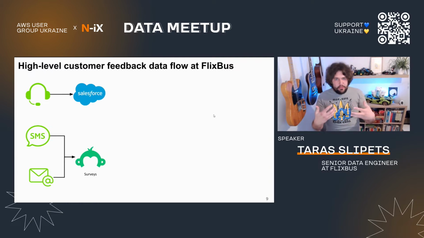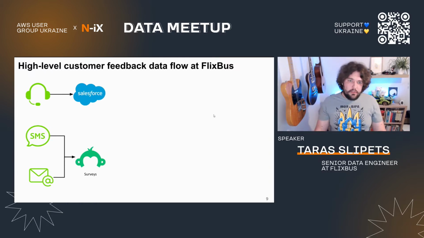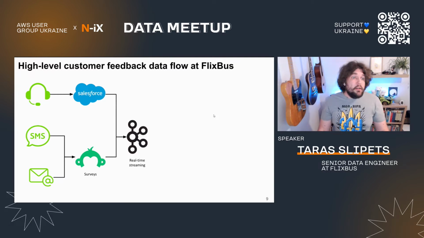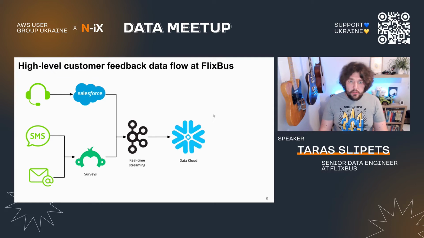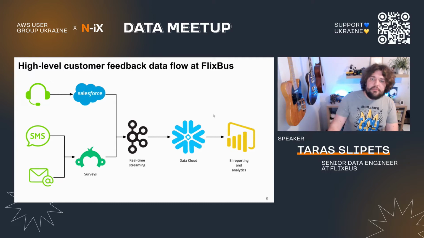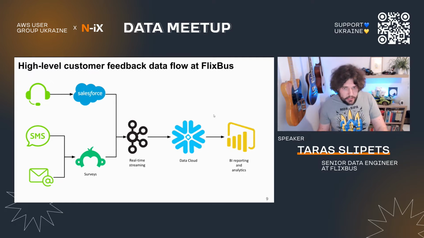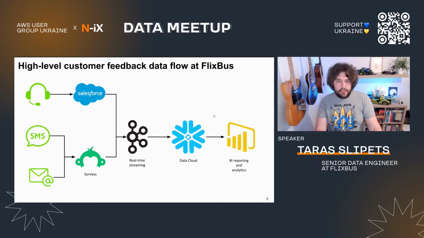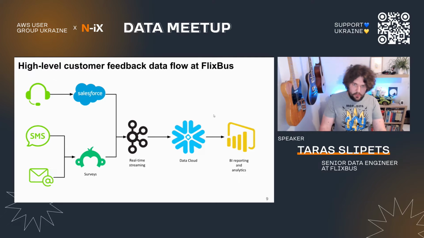That data is the first tier of collection. It goes either to Salesforce or to the survey tool, which is SurveyMonkey in our case, then is streamed into Kafka, and after that collected in Snowflake, and finally made available for business intelligence, reporting, advanced analytics, and so on. This is a super high-level flow from the customer down to the analytical teams.